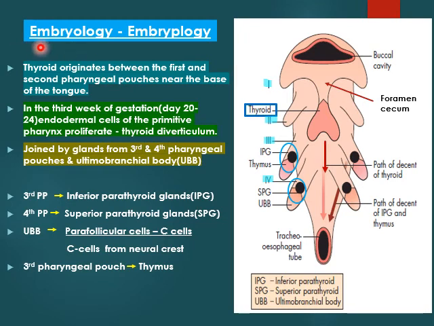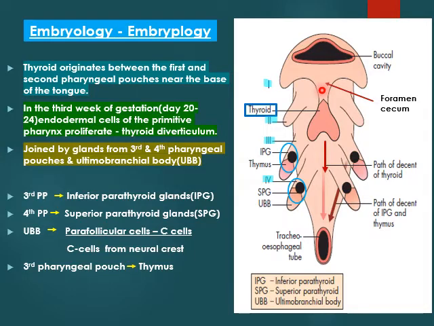Okay, first a brief understanding of the embryology of the thyroid. The thyroid develops or originates between the first and the second pharyngeal pouches at the base of the tongue. In the third week of gestation, around 20 to 24 days, endodermal cells at the base of the tongue proliferate to form a diverticulum. This takes place at the primitive pharynx here. This diverticulum is known as the thyroid diverticulum or the thyroglossal diverticulum.